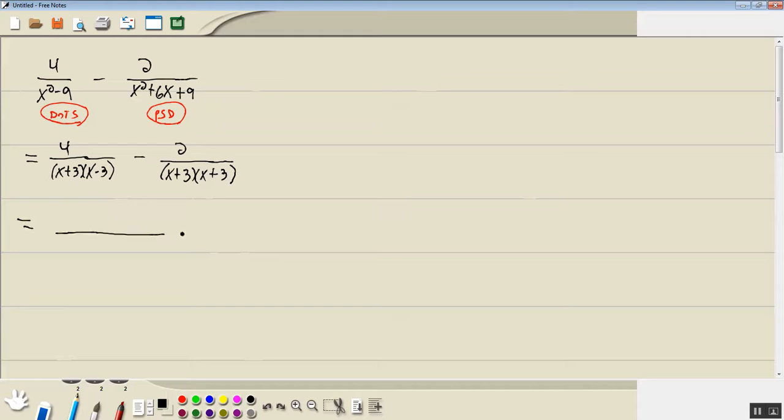Now we have to figure out what our least common denominator is. So we'll start with our first factor, the x plus 3. Now I'm looking for the greatest number of x plus 3's in a single denominator. There's 1 here, there's 2 here. So the greatest number of x plus 3's in a single denominator is 2. Then I go to my next factor, the x minus 3. I'm looking for the greatest number of x minus 3's in a single denominator. There's 1 here, none here, so the greatest number of x minus 3's is 1. So that's our least common denominator.